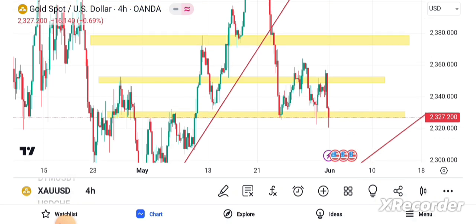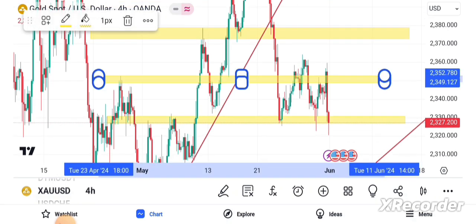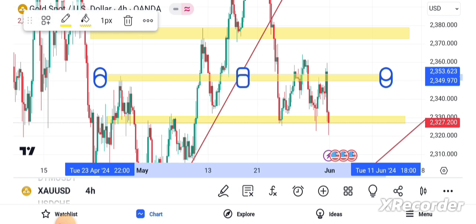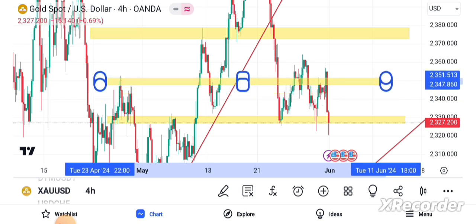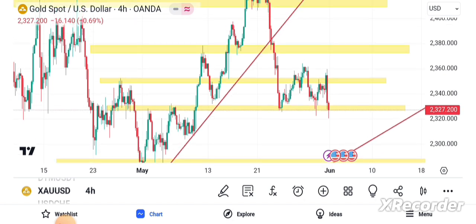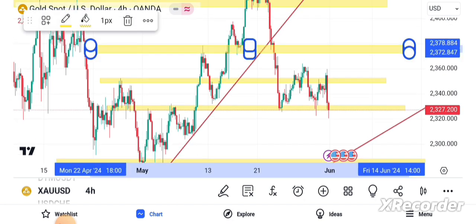And we also saw how it reacted on this other zone here. This zone here, we've seen how it reacted there. It gave us a fake out. That was more like a stop loss hunt, and it still dropped back into that zone. Now, so this one here.